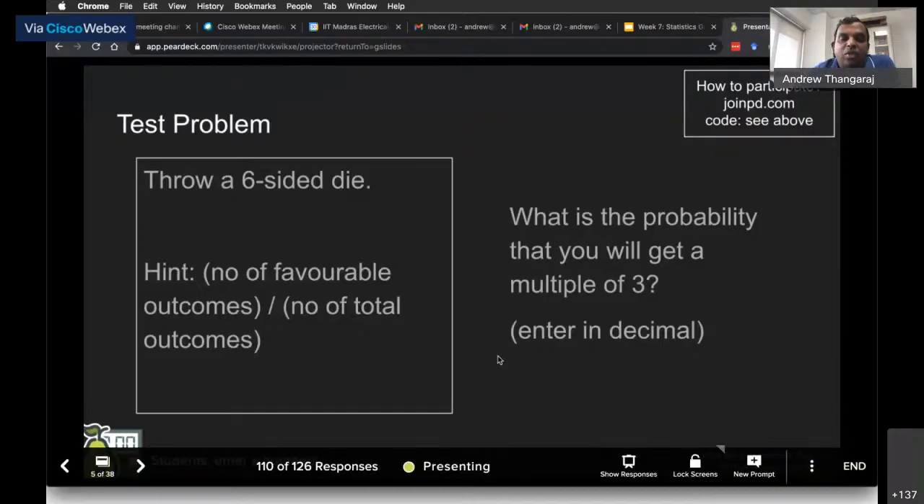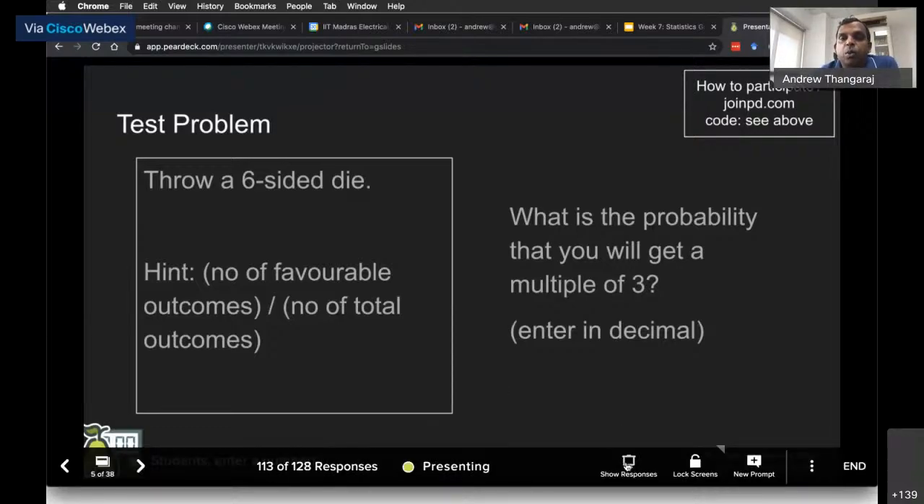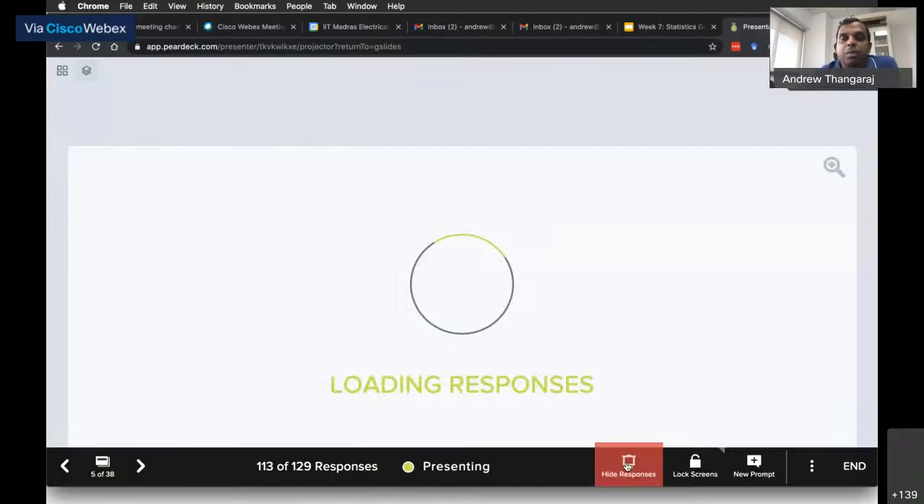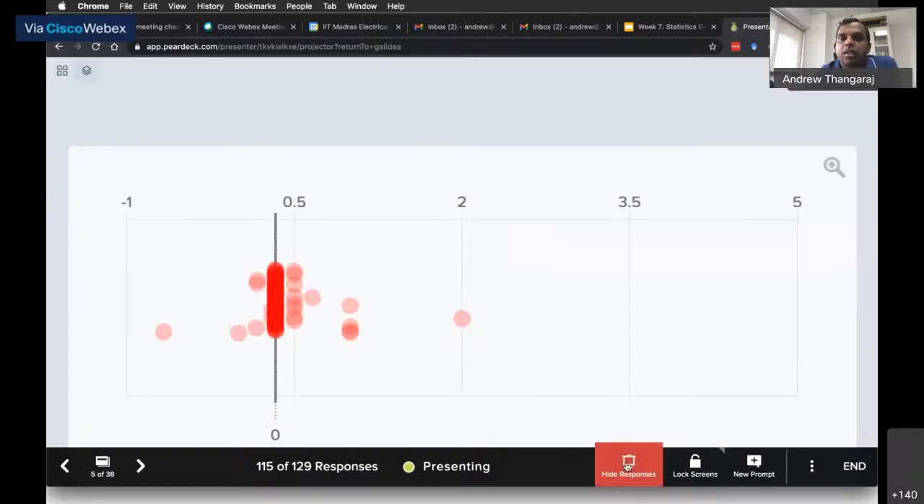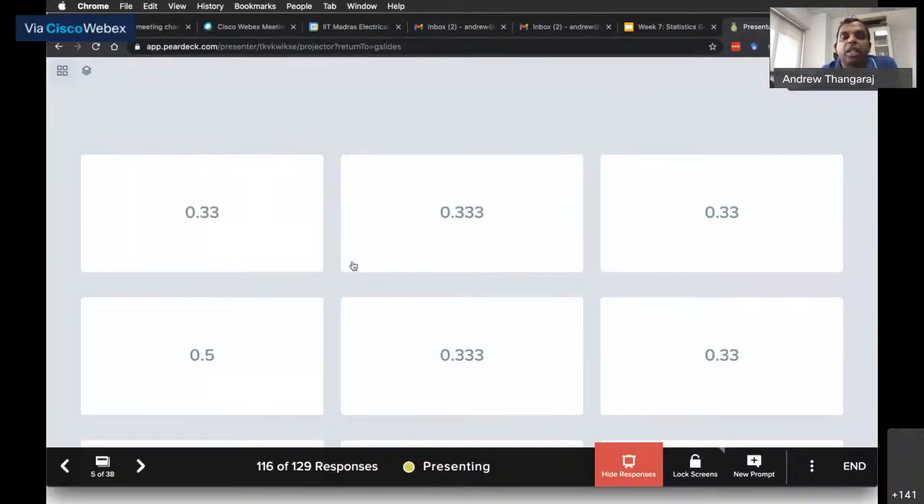I think we also have a reasonable number of people who have come into the session. So let me show you the responses. I can click on something and show you the responses. Okay, this is not working quite nicely, so let me just show you the grid.